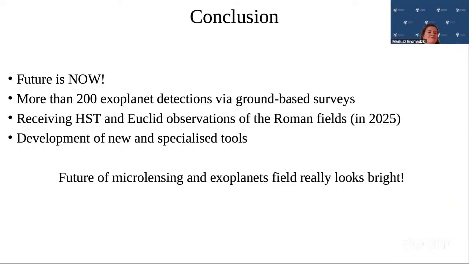We have 200 events to work on. Well, maybe not 200, but you know. And we have new tools that will help us go faster and reach new precisions. So the future of mankind, with all respect, sounds uncertain, but the future of the microlensing and exoplanet field looks very bright. And this is what I would call work-life balance.